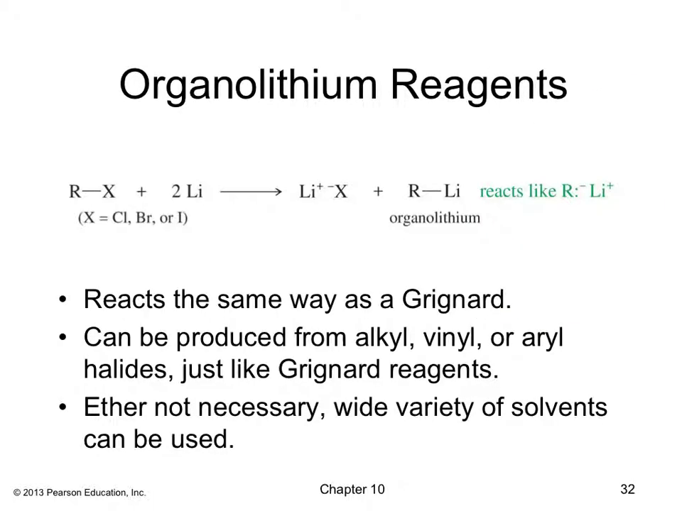Organolithium reagents. You can have an alkyl halide where you have chlorine, bromine, or iodine, and 2 equivalents of lithium. Again, lithium will break this bond, forming lithium halide, and then your organolithium. So again, it reacts like R minus lithium salt. That's why you need 2 equivalents. It reacts the same way as Grignards, and can be produced from alkyl, vinyl, aryl halides, just like Grignards. And ether in this case is not necessary, you can use different solvents.